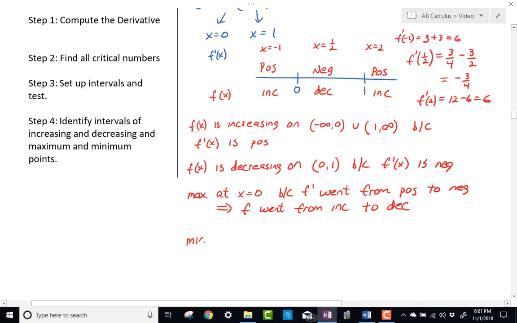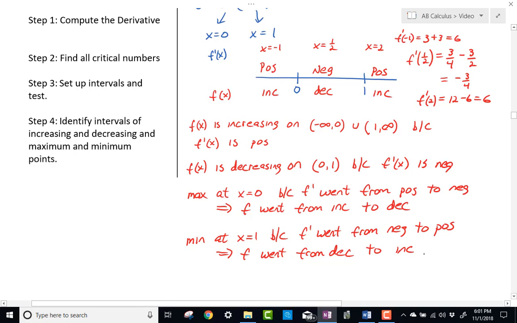I also know that there's a min at x equals 1 because f prime went from negative to positive, and you can see that in our number line. So at 1 we were negative to the left of 1, positive to the right of 1. So negative to positive, which implies that f went from decreasing to increasing.